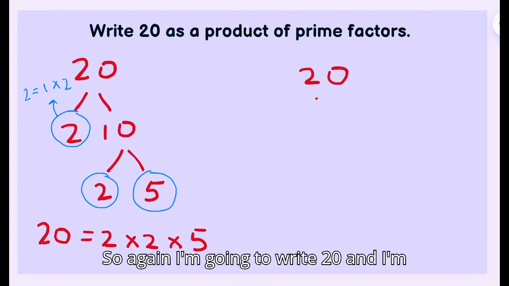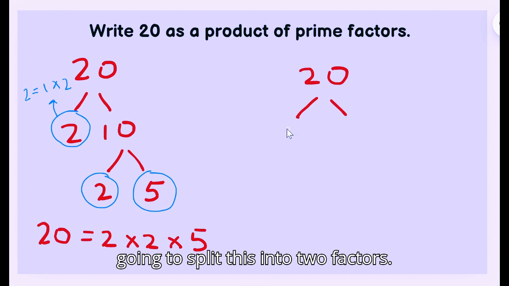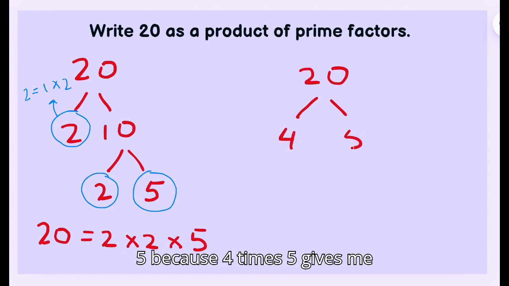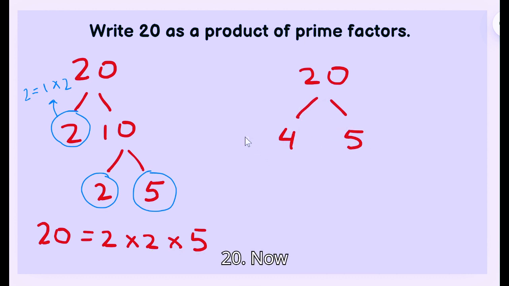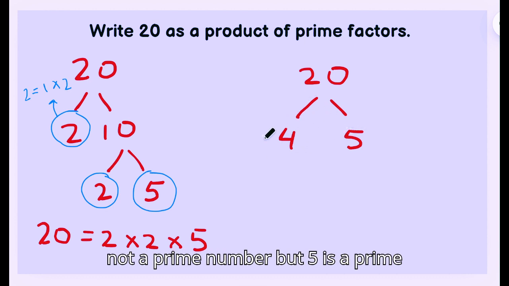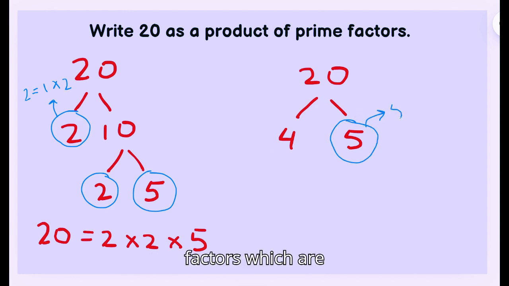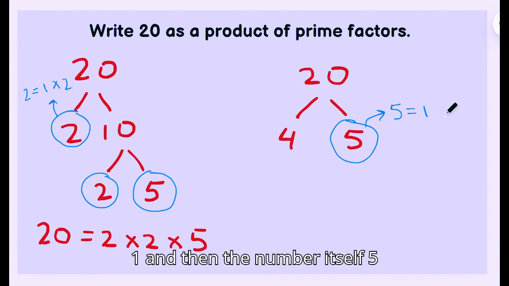So again I'm going to write 20 and I'm going to split this into two factors. This time I'm going to take 4 and 5 because 4 times 5 gives me 20. Now I can see that over here 4 is not a prime number but 5 is a prime number because 5 only has two factors, which are 1 and then the number itself, 5.